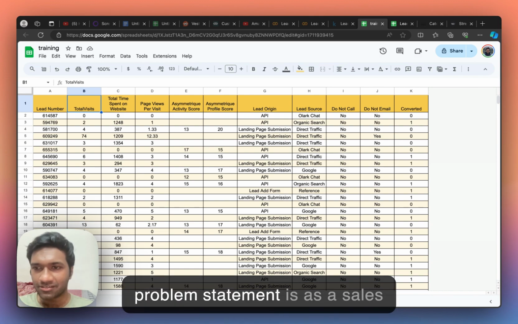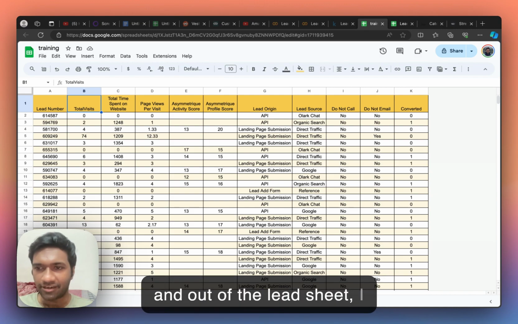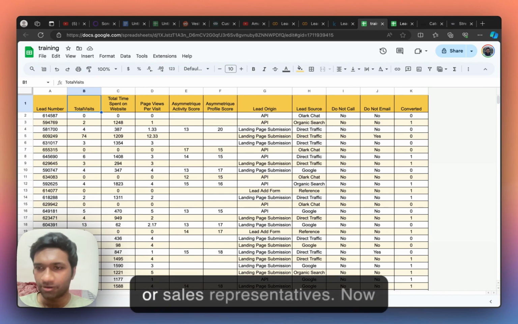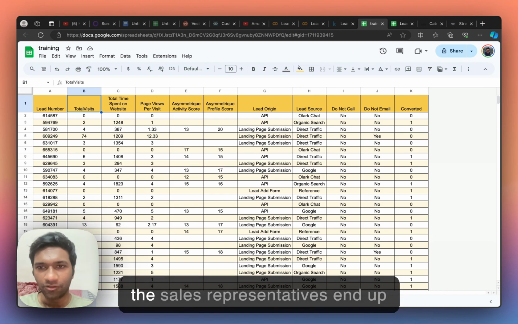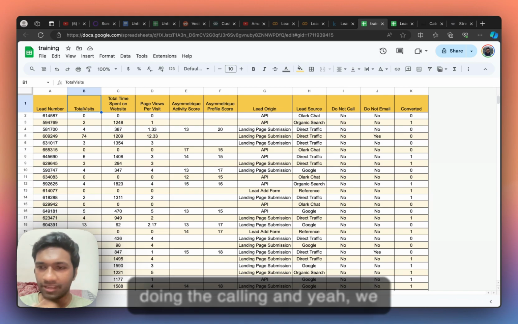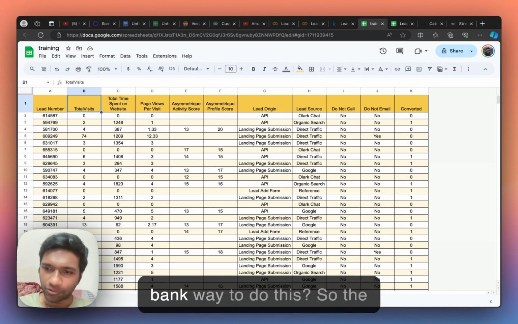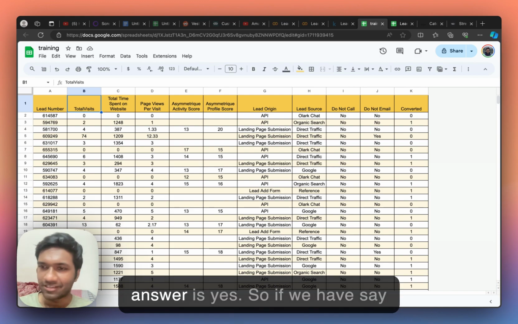So the problem statement is, as a sales company, I have a lead sheet, and out of the lead sheet, I divide it into different sections and give it to different sales representatives. Now the sales representatives end up doing the calling, and we have to drive for maximum conversion. But is there a data-backed way to do this? So the answer is yes.